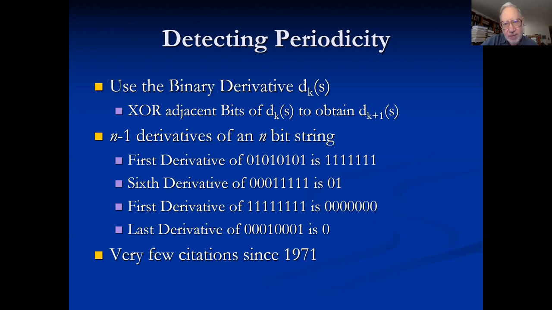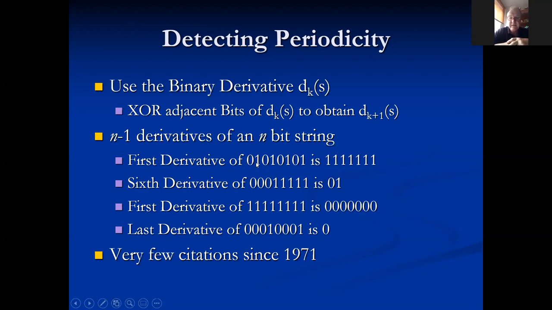What is your definition of the derivative here? It's the exclusive OR of the adjacent bits of a string. So if you look at a string 0, 1, 0, 1, 0, 1, 0, 1, starting at the rightmost pair 0, 1, those two are different. So the exclusive OR of 0 and 1 is 1. So we write the derivative from the right hand edge by tradition.